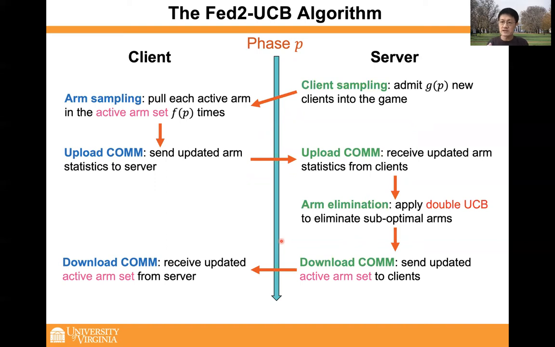So this is a way basically to eliminate those channels that cannot be globally optimal. So we are going to shrink the set of channels for the users to explore. This is the key idea. And then we send this updated list to clients, and clients receive the updated list from the server, and then we go to the next phase.